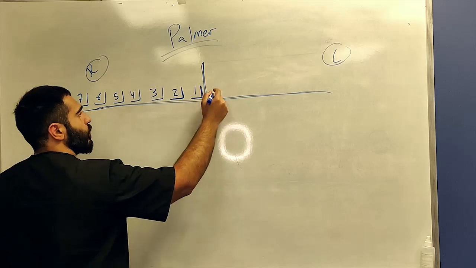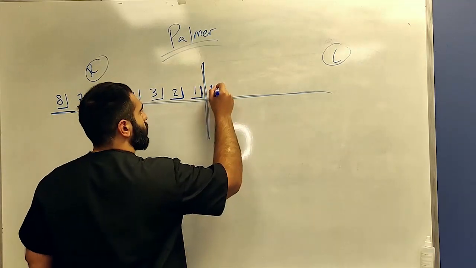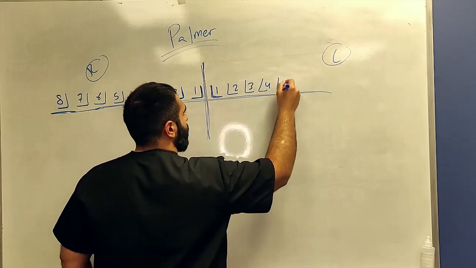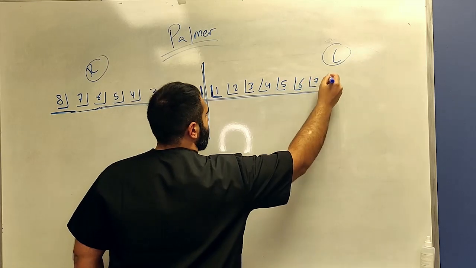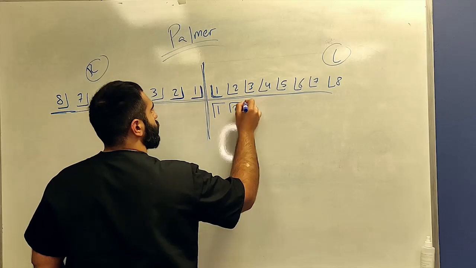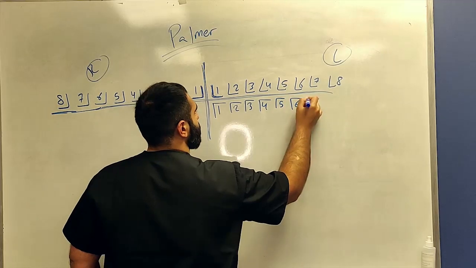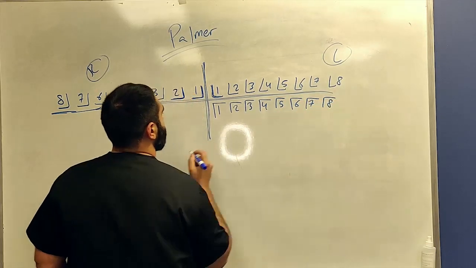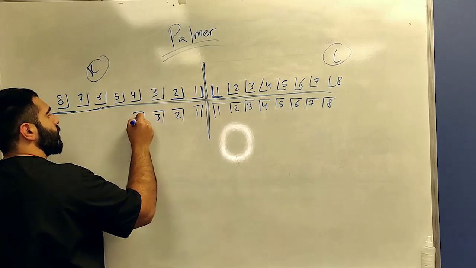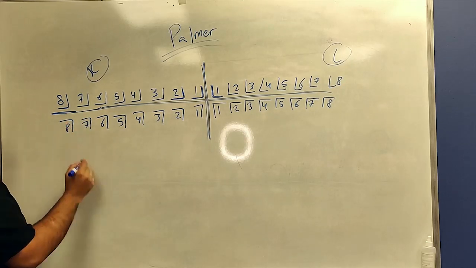Same thing, except they draw the bracket again. So just follow the line here. So that's how it would look, and that's 1, 2, 3, 4, 5, 6, 7, 8. Again, draw the bracket. 1, 2, 3, 4, 5, 6, 7, 8. 1, 2, 3, 4, 5, 6, 7, and 8.